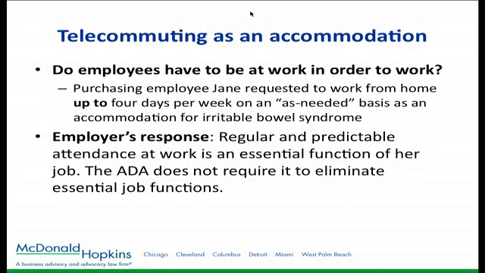Now, let's get to a hot issue in accommodation, which is telecommuting. We're hearing a lot of employees asking for an accommodation of working from home or having a flex schedule. And so here's a fact scenario. A purchasing employee requested to work from home for 4 days as needed. Well, that's a little sketchy to me, as needed, because she had irritable bowel syndrome. Well, the employer's response was regular and predictable attendance is an essential function of her job, and the ADA doesn't require the employer to eliminate essential job functions.